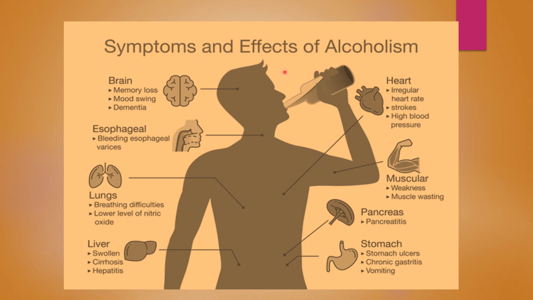The symptoms and long-term effects of alcoholism may lead to damage to the brain, heart, muscles, pancreas, and stomach. The liver is worst affected, leading to swelling, cirrhosis, and hepatitis. In the brain, there is memory loss, mood swings, dementia, irregular heart rate, strokes, high blood pressure, etc. It leads to muscle weakness and wasting also. It may lead to pancreatitis. Several reports of such incidences have been well documented in the literature.